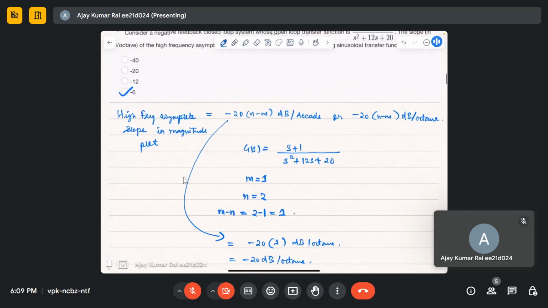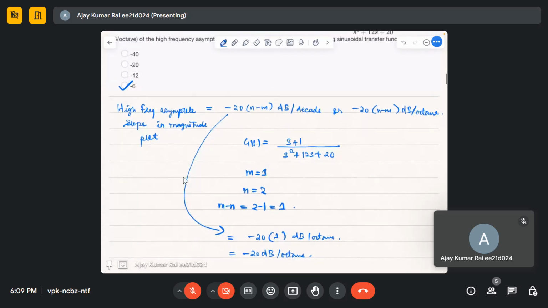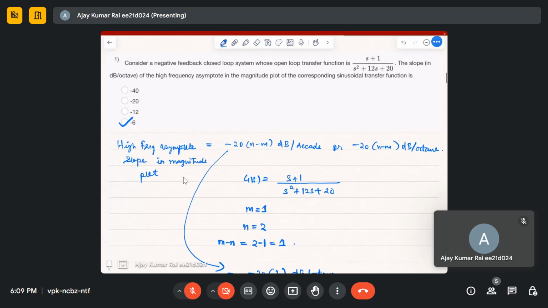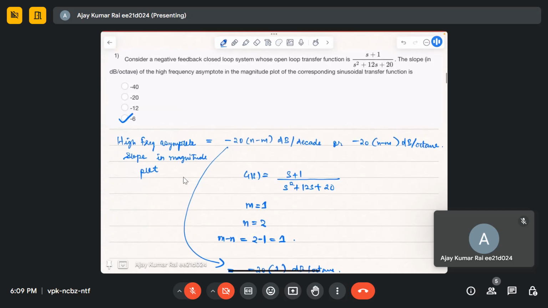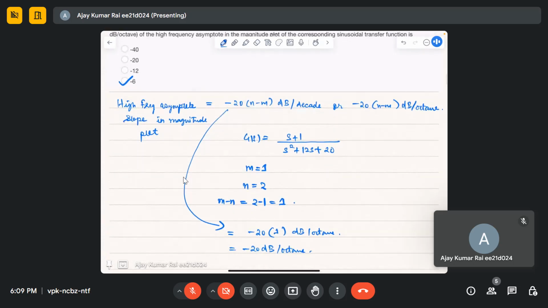We'll also plot the magnitude plot for this G(s) and you'll see. But for this question, it's already what we have studied in the theory, and we are just applying it here. Any doubt here for this question?